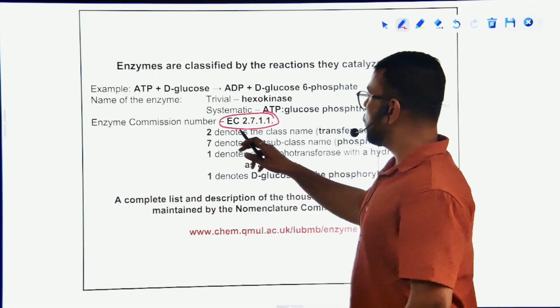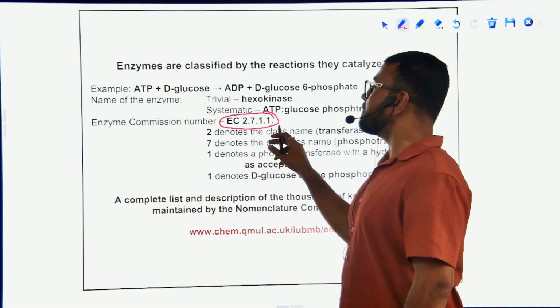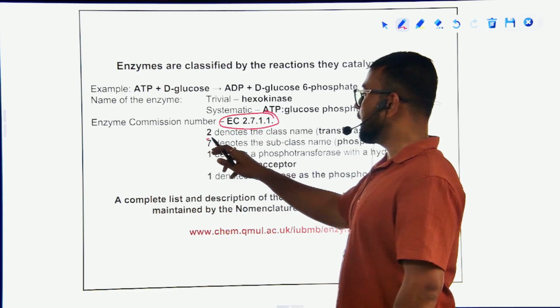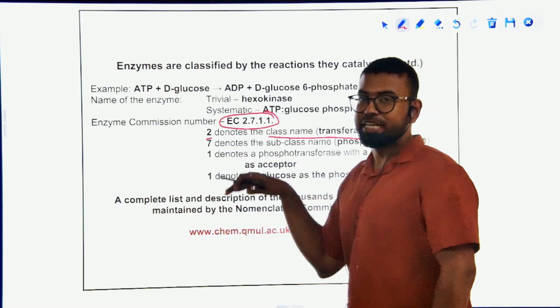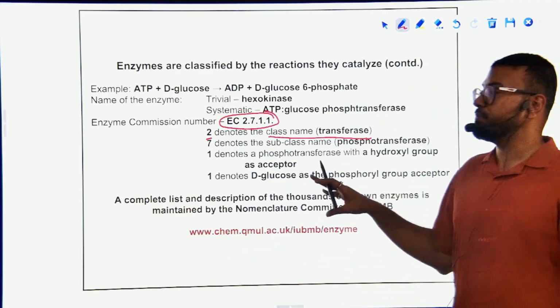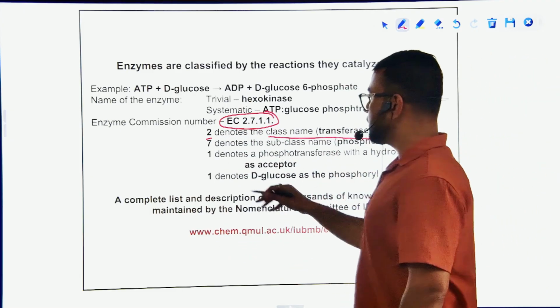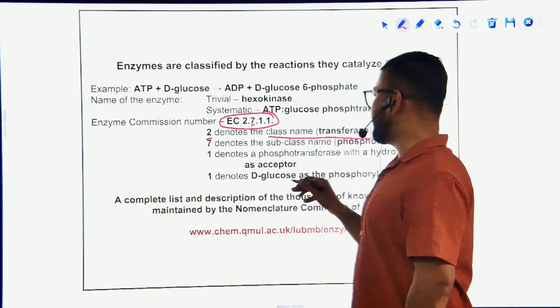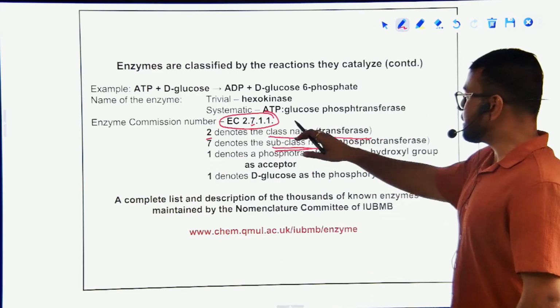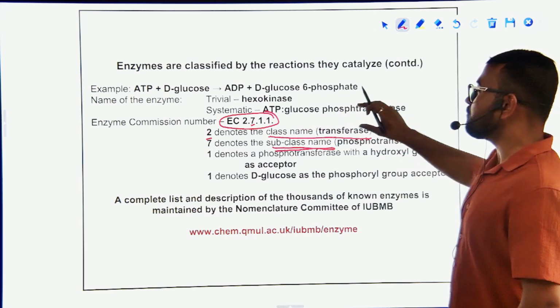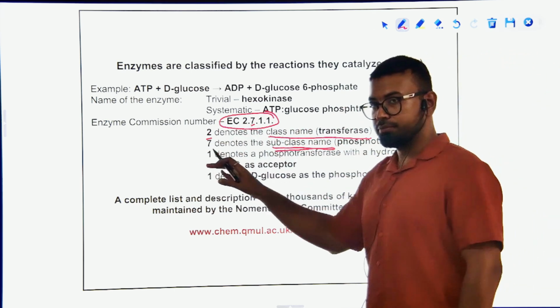EC 2.7.1.1. What does this mean? Enzyme Commission. The first number denotes the class. That means, as I have stated previously about the classes of enzyme, it states that. 2 means it is a transferase class.